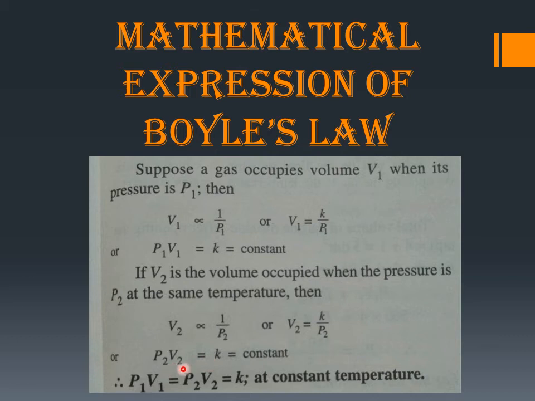According to this, we can state Boyle's law as: the product of volume and pressure of a given mass of a dry gas at constant temperature is constant. You can see P1 V1, P2 V2, the product of pressure and volume. The product of pressure and volume of a given mass of a gas is a constant at constant temperature. This is known as Boyle's law.